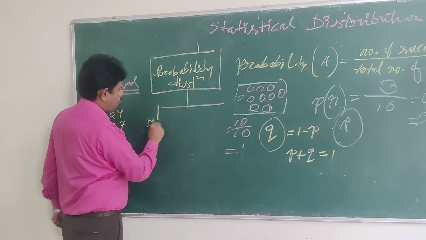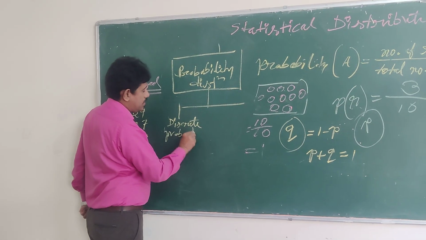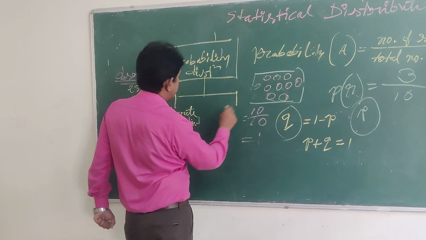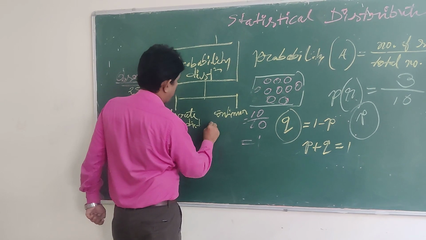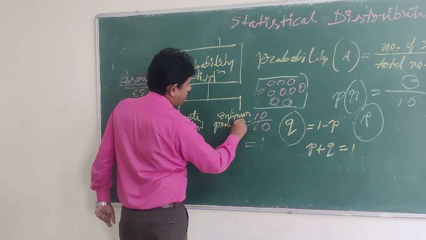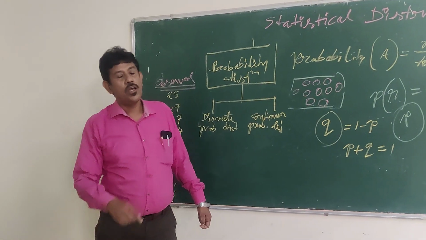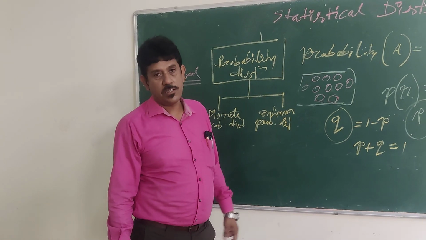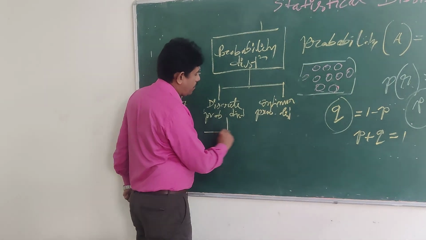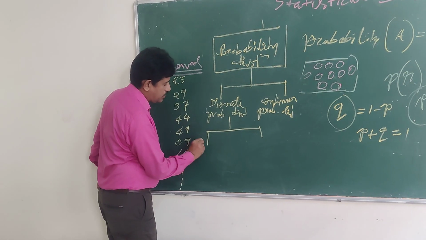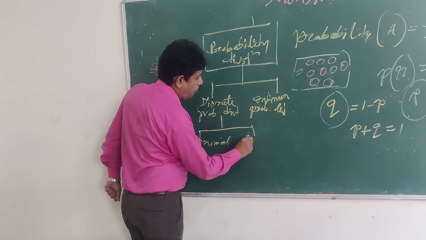One is discrete probability distribution, and the other is continuous probability distribution. In case of discrete probability distribution, you have to go through two things. One is binomial, and the other is Poisson.